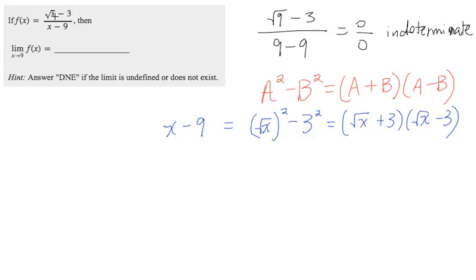Okay, so if you factor the denominator like this, then you'll have two factors that cancel. This factor in the numerator right here will cancel with this one from the denominator, which will leave you with a 1 in the numerator. Don't forget that. Then you can plug in 9 and find the value of the limit.